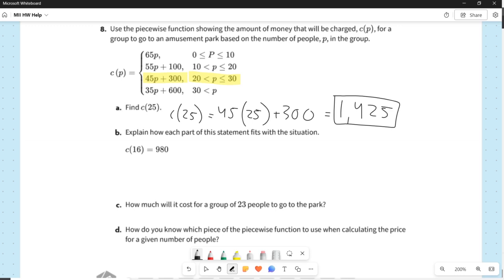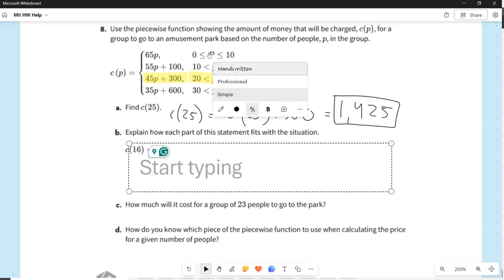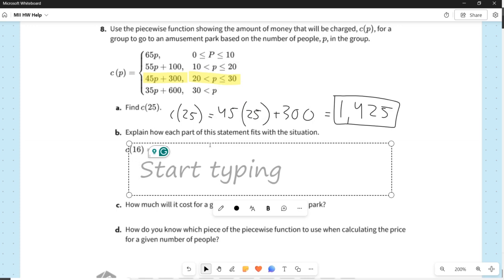Part B, explain how each part of this statement fits with the situation. So we have C of 16 equals 980. There's nothing to really solve in this question. The result is that if you have 16 people, you're going to get charged $980. But this question is saying, just make sense of this. What's going on here? What does this all mean?